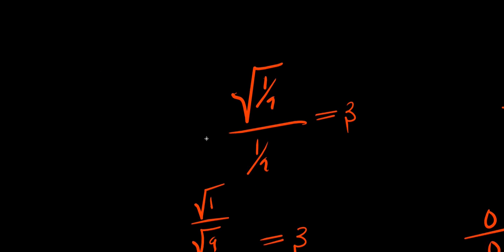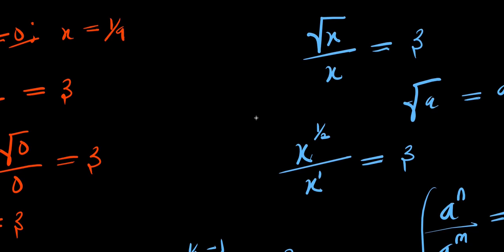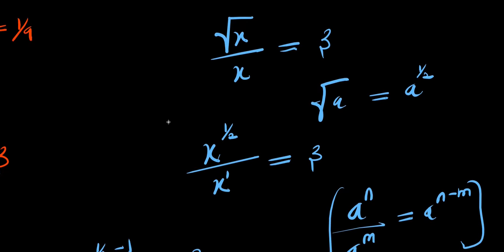So what we can do now is to agree that there's no other solution apart from x equals 1 over 9. If there's anyone, let us know in the comment box.